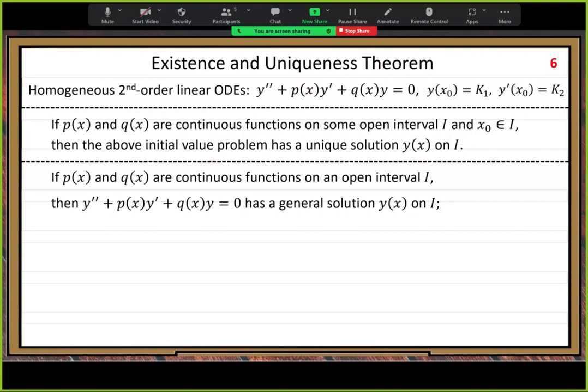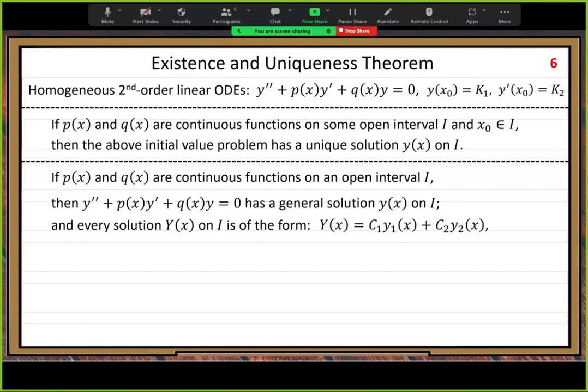Now we want to get more properties. P and Q continuous on open interval I, same condition as before. This time we say it has a general solution y on I. And every solution, here we use capital Y of x, can be represented as a linear combination of two special solutions, y1, y2, where y1, y2 is any basis of the solutions. That's more properties.